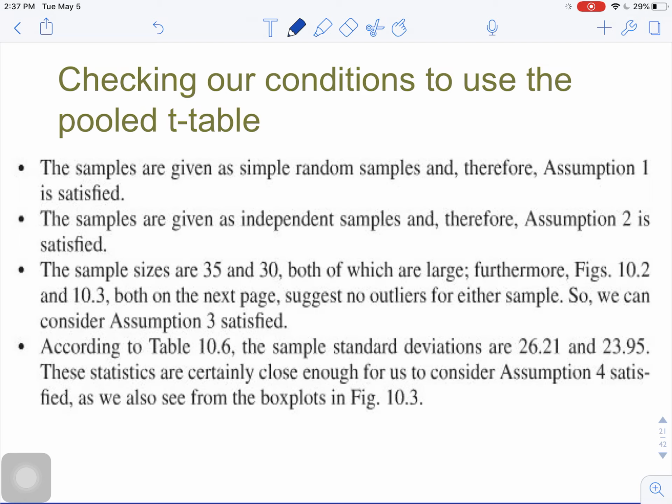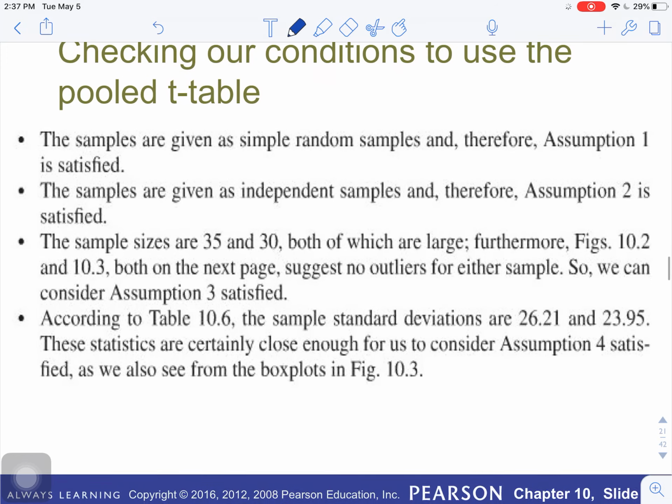Here again, we do know that this is a simple random sample, so we're okay to move forward with it. They're both independent samples, so assumption number 2 is good. The sample sizes are both over 30, so they're large, and we can move on with that. And the sample standard deviations are pretty close together, so we can move forward with our pooled t-table.